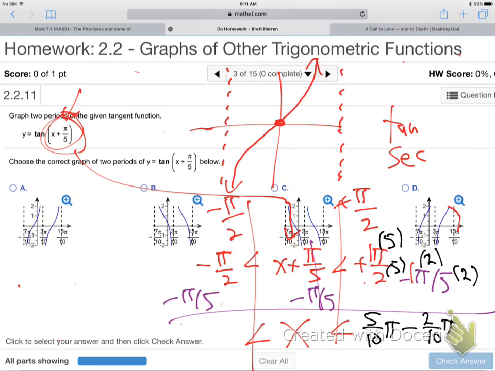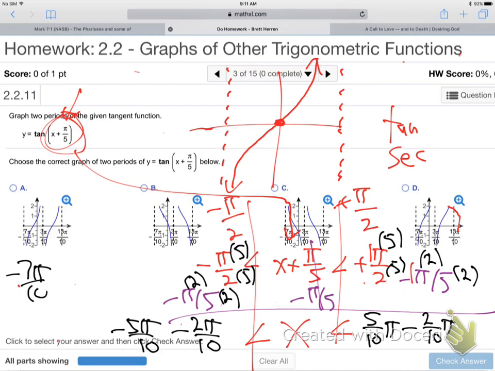The other side, same thing, top and bottom by 5, top and bottom by 2. So that's what? Minus 5 pi over 10, which is minus a half, minus 2 pi over 10. And so the left ends up minus 7 pi over 10. The right here ends up 3/10 pi.